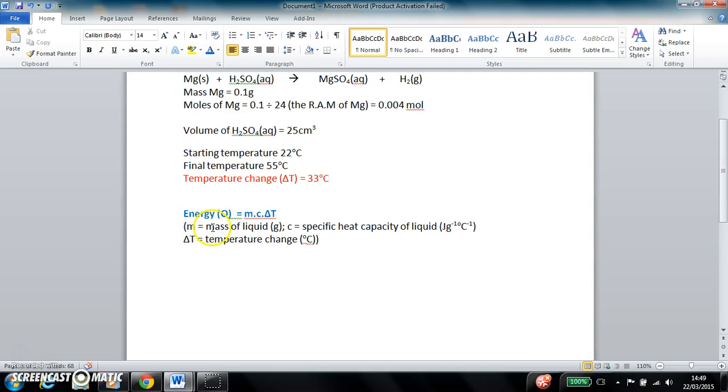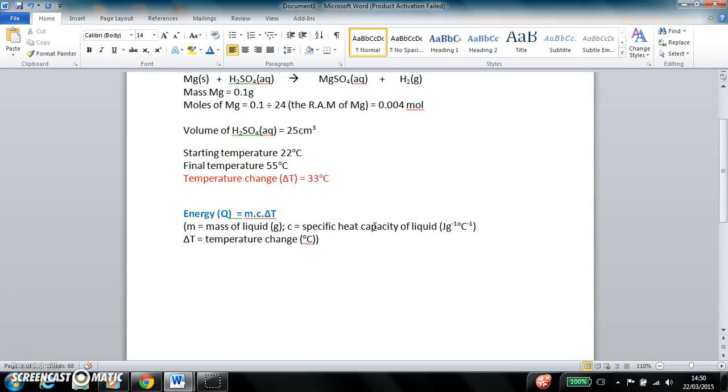M stands for mass, and in this case it's the mass of liquid, the dilute sulfuric acid, in grams. But M represents the mass of anything in the experiment that you are measuring the temperature change of. As I said, in this experiment it's the change in temperature of the sulfuric acid. C refers to specific heat capacity of the substance which is effectively changing temperature. Again, in this case, it is the sulfuric acid. And delta T is the temperature change.